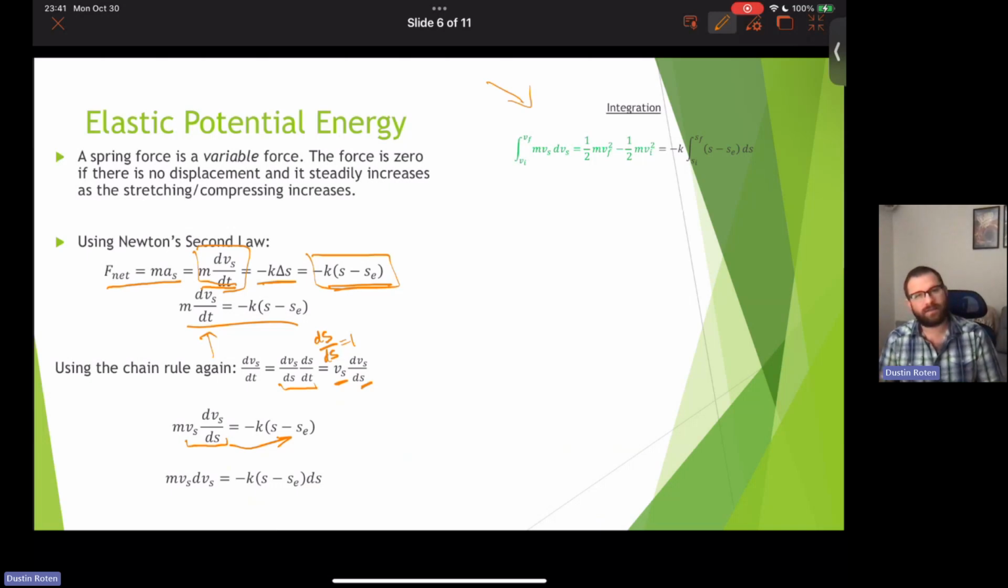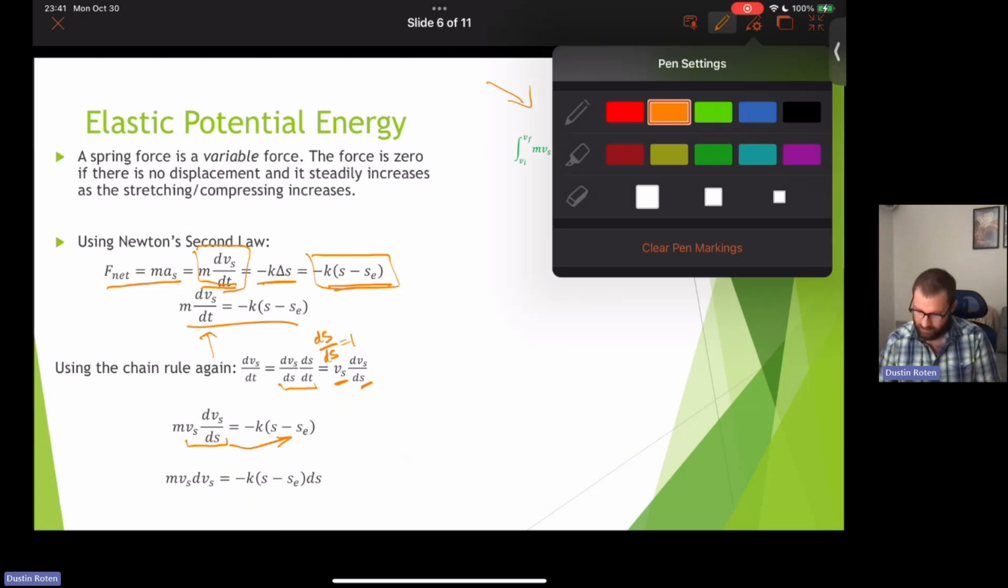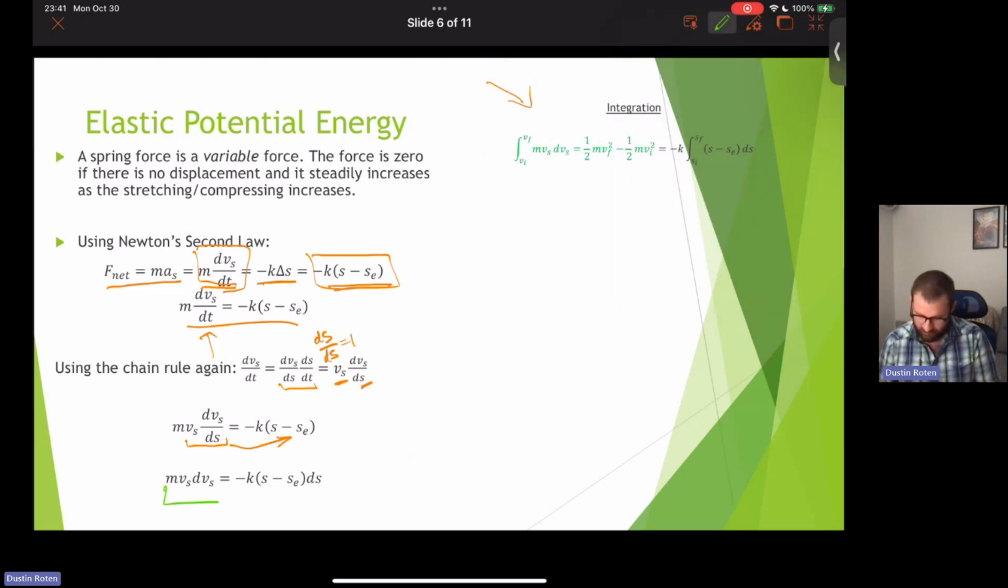I can integrate this. So everything I have here in green comes from this first piece. I can integrate it easily. It's done all in one line. You remember this from the previous lecture. We know that this is just the final kinetic energy minus the initial kinetic energy, because this is just the m v dv. We're just integrating momentum essentially.